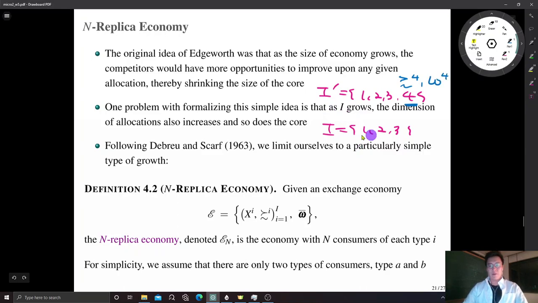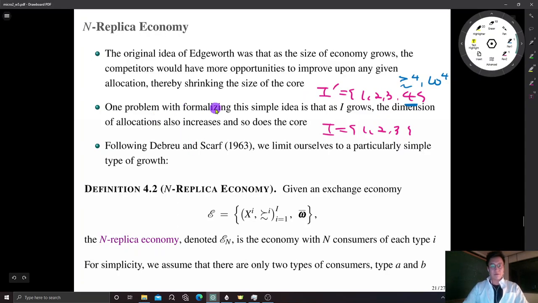If we think about the number of possible coalitions, in the case of three consumers we have a total of 7, but in the case of four we have a total of 15. So the number of possible coalitions increases exponentially. Also, the dimension of allocations will be different. In the case of 3, we can think of an allocation for 1, 2, 3, so the dimension is 3. But in the case of 4, that is going to be a 4-dimensional vector. So does the core. So the analysis of the core as the number of consumers increases will be very complicated and very difficult.